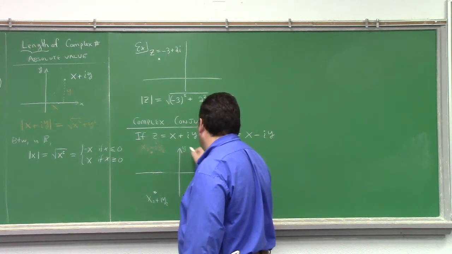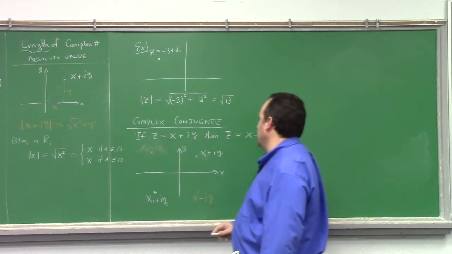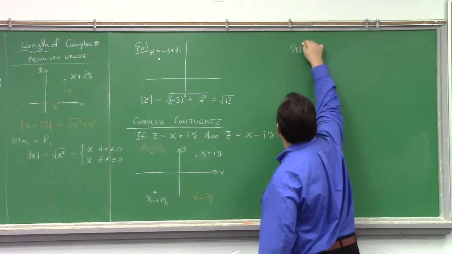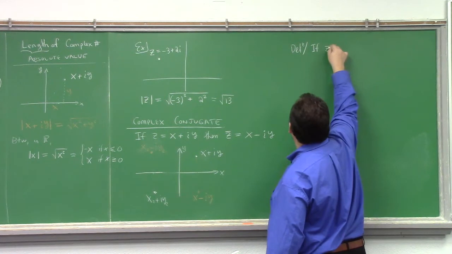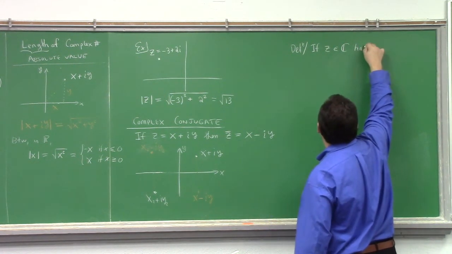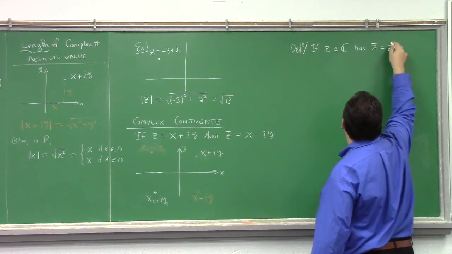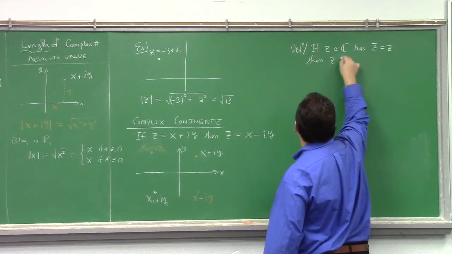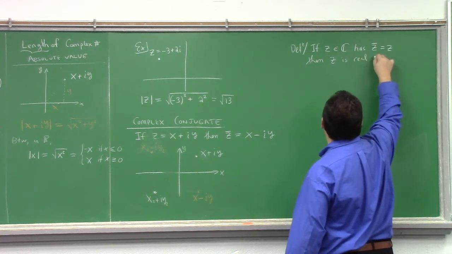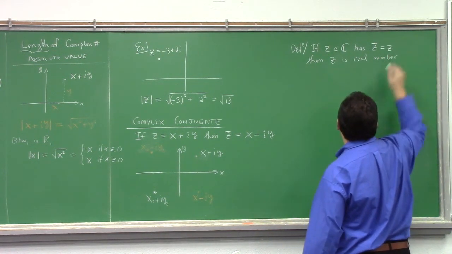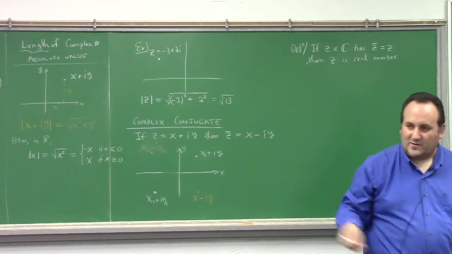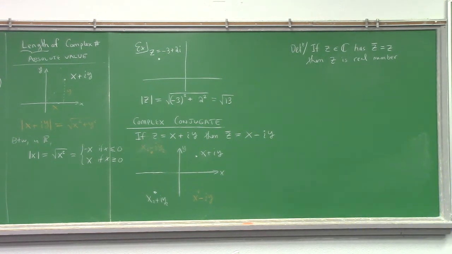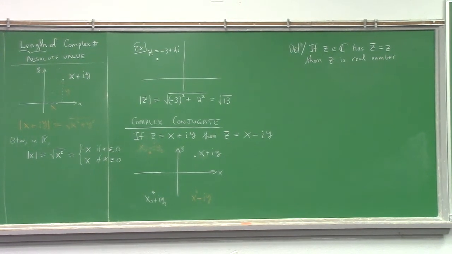Incidentally, this gives us a neat way to define a real number. All right, so definition: if z in the complex number system has z bar equal to z, then z is a real number. I mean, you could take that as a definition, but you don't have to. You could make it a theorem if you like. It is true, though. If something is equal to itself under complex conjugation, it's real. And if it's equal to minus itself under complex conjugation, it's pure imaginary, actually, right?